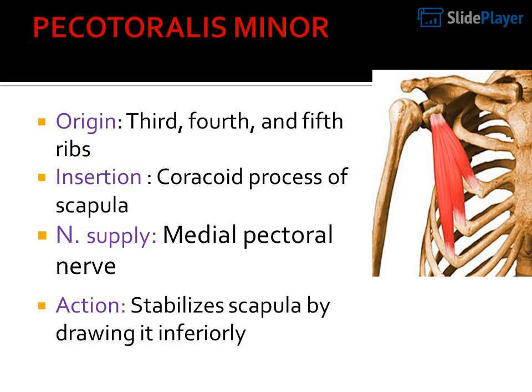Pectoralis minor and supply, medial pectoral nerve. Origin: 3rd, 4th, and 5th ribs. Insertion: coracoid process of scapula. Nerve supply: medial pectoral nerve. Action: stabilizes scapula by drawing it inferiorly.